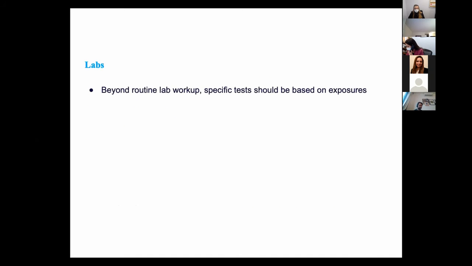So specific labs beyond your routine CBC and CMP, most literature does not support just a shotgun approach to different serologies and things. It really should be based on specific exposures.